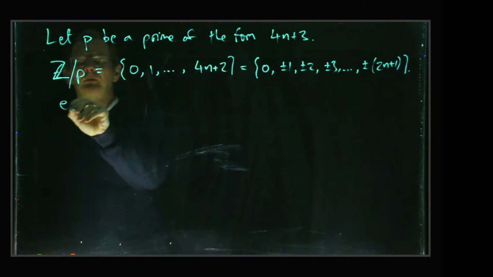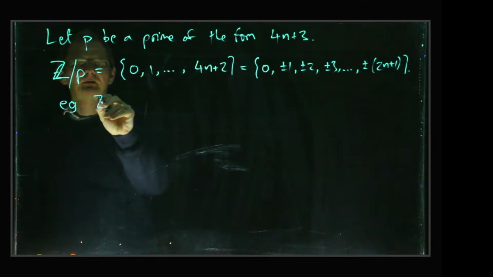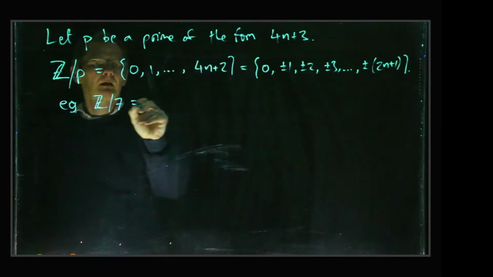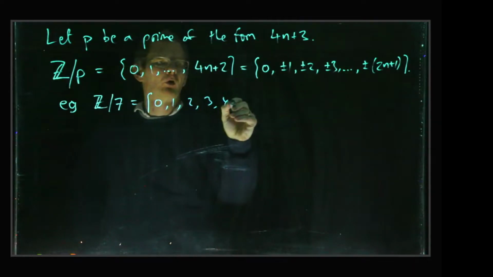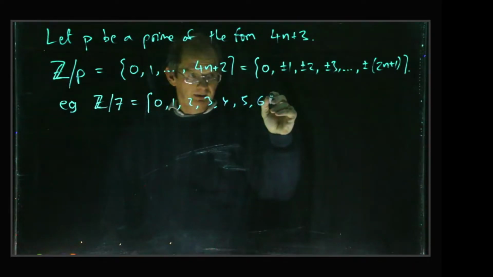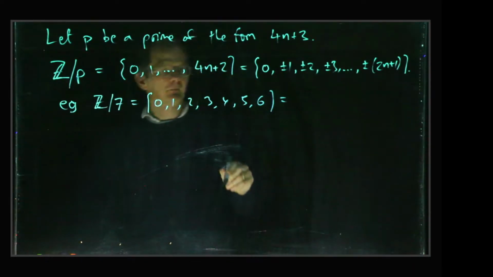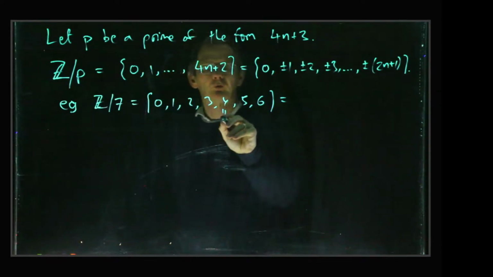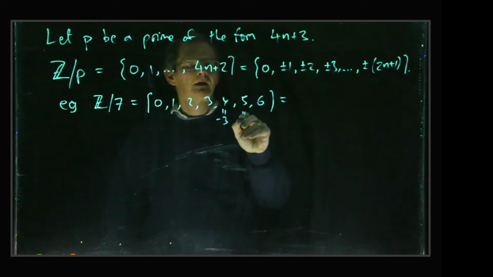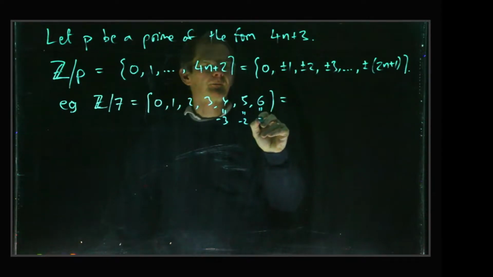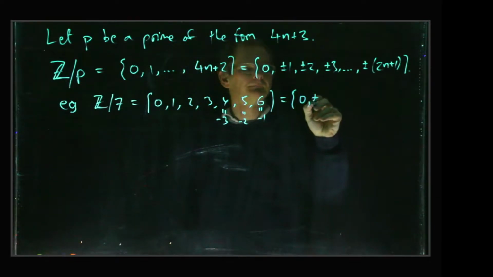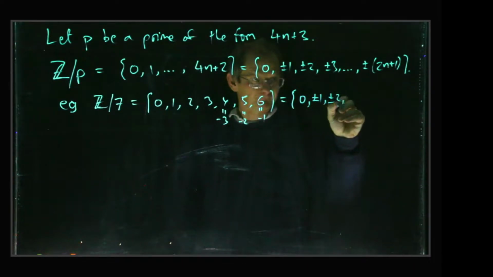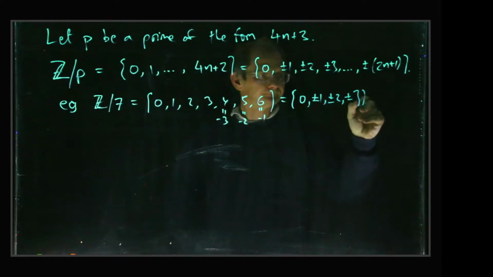So for example, we could do Z mod 7. That's 0, 1, 2, 3, 4, 5, 6. But if we're working mod 7, then 4 is the same as minus 3, 5 is minus 2, 6 is minus 1. So this is the same as 0, plus or minus 1, plus or minus 2, plus or minus 3.